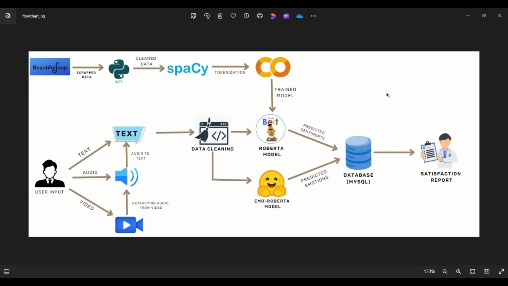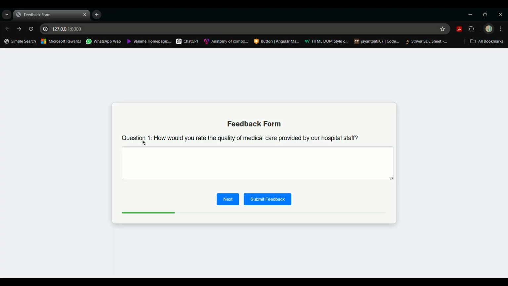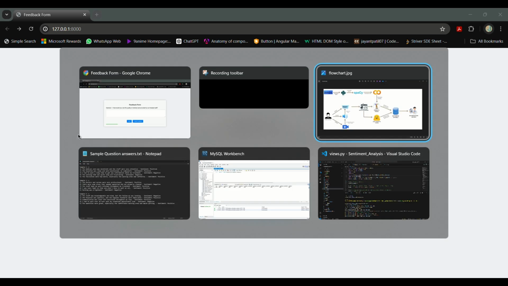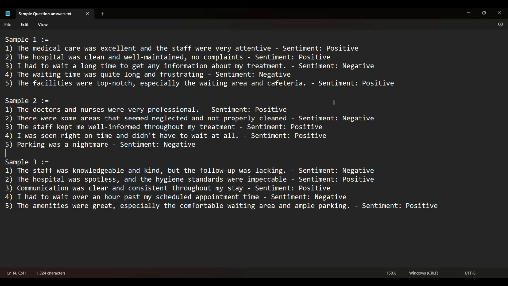Now we will see the actual project. So this is the front end of our project. Here we will ask the user to answer five questions, which are based on different categories of the services provided in the hospital. So the first question is, how would you rate the quality of medical care provided by our hospital staff? For this case, we have pre-recorded three samples of the reviews from patients. Now we will input two of them and check if the model predicts it correctly or not.